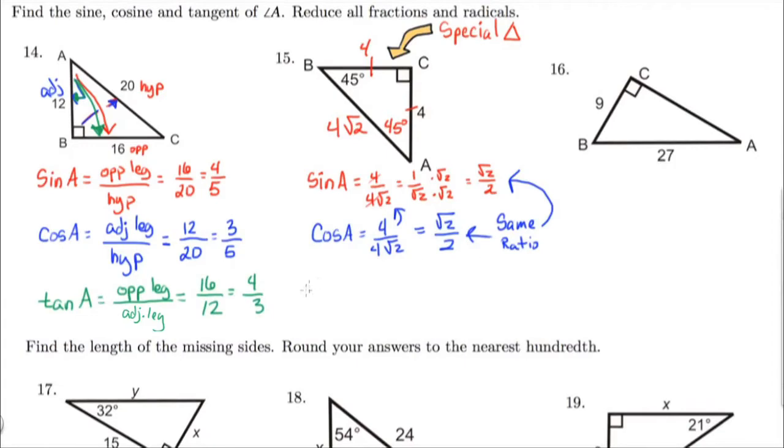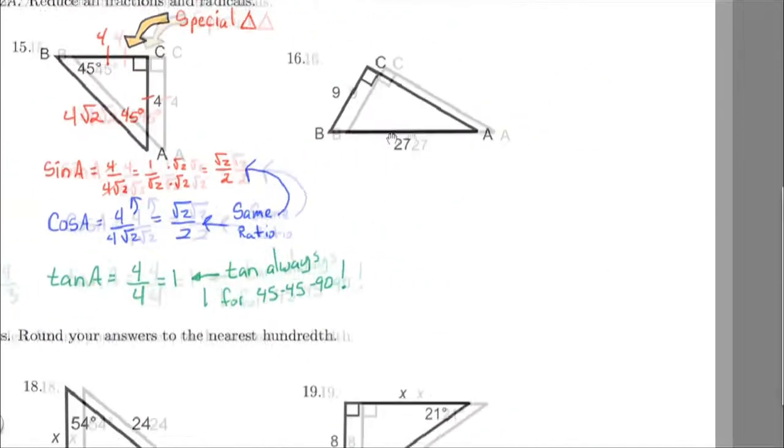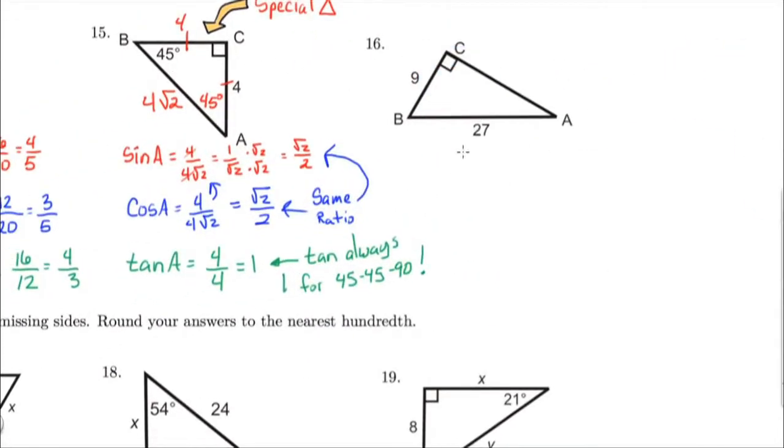This is going to be true for any right isosceles triangle. Now the tangent of A is going to be 4 over 4, which is 1. And the tangent will always be the same for 45, 45, 90, and that's 1.